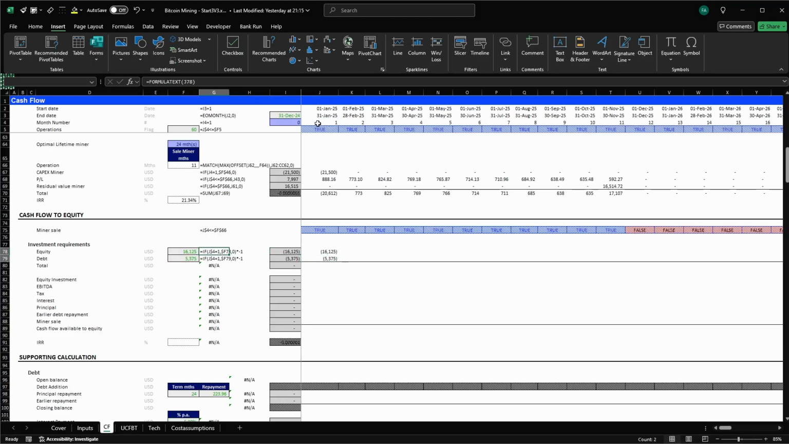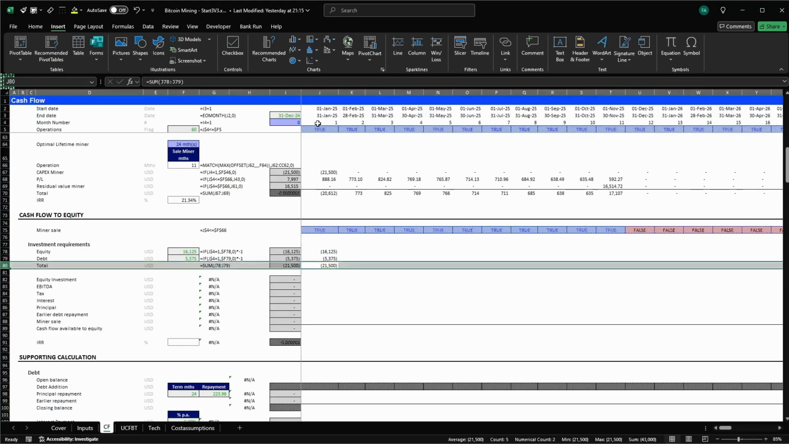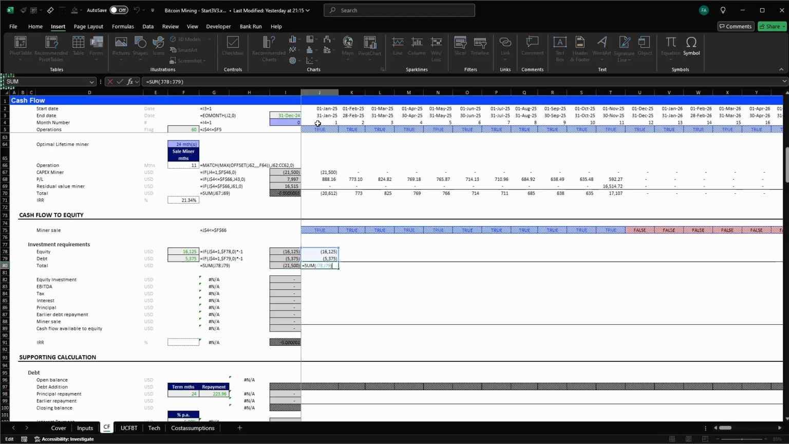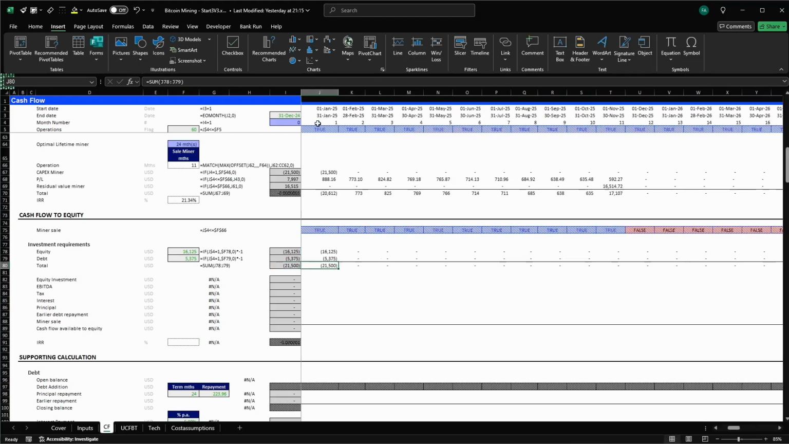Okay, and you can see the formula just by looking on column G. Okay, so now all the capital requirements for our project or for this miner is on row 80, which is just the sum of everything above. So I can copy and paste across, and here we go.